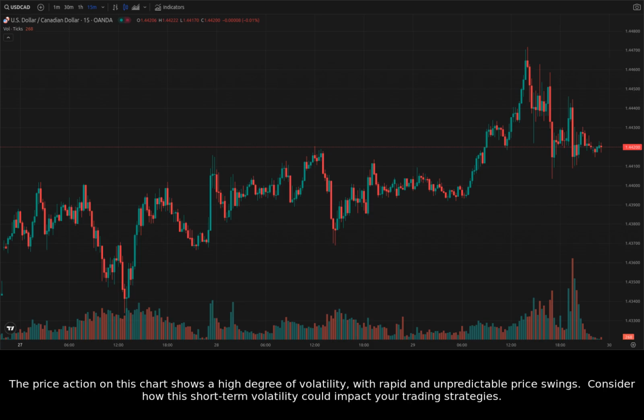The price action on this chart shows a high degree of volatility with rapid and unpredictable price swings. Consider how this short-term volatility could impact your trading strategies.